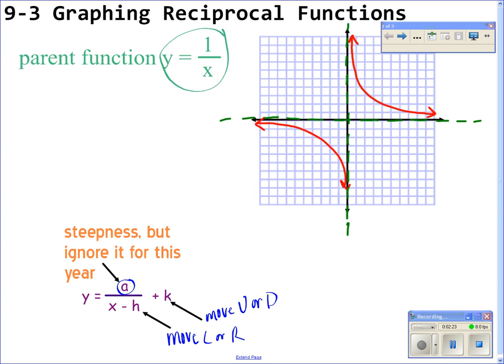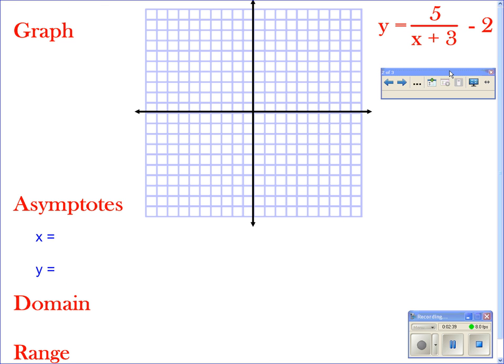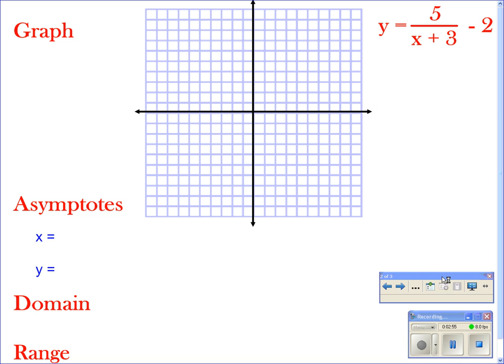So we're going to try two examples of this, and then you'll have some time for homework. We're also going to state the domain and range for these as well. All right, so here we go. Here's your equation. Y equals 5 over x plus 3 minus 2. Get a graph ready. We're going to figure out where this is moving.